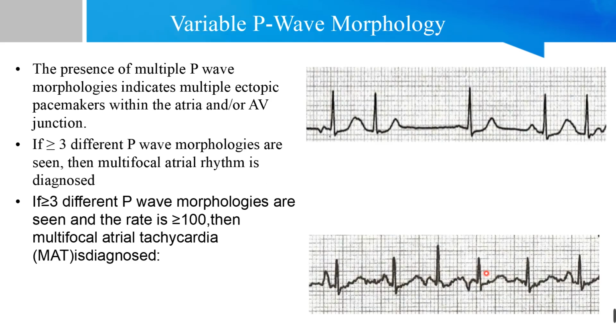The presence of multiple P wave morphologies indicates multiple ectopic pacemakers within the atria and or AV junction. If 3 or more different P wave morphologies are seen, we call it a multifocal atrial rhythm. So here we can see this P wave is inverted, this is a flattened P wave, this is a tall T wave. We have different P wave morphologies, 3 or more than 3.